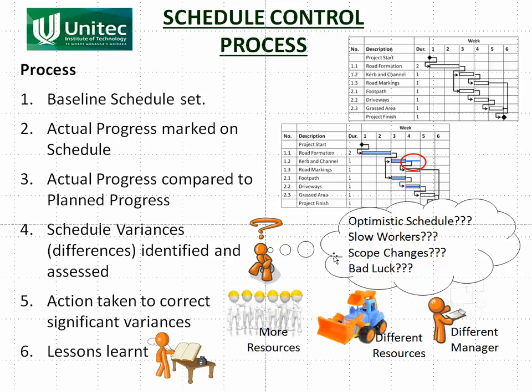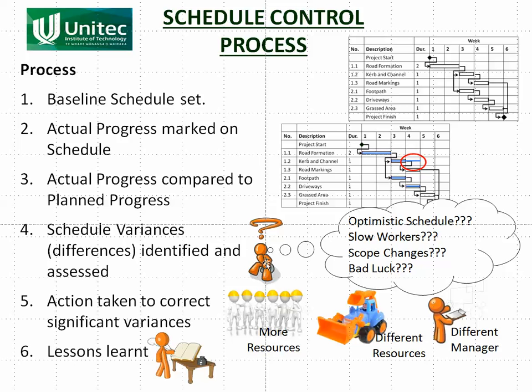And then we identify what's happened. So why did this happen? There's several reasons it could have happened. It could have been that the curb and channel takes 2 weeks to do and the person doing the program got it wrong. Or it could be that the workers were really slow on the curb and channel, or the foreman wasn't very good and they took more time than what they should have. Or it could have been that the client has gone and added more curb and channel, or the client has asked for a different type of curb and channel. Scope changes. Or just bad luck, it rained. It just rained that whole week there and we couldn't do the curb and channel work.